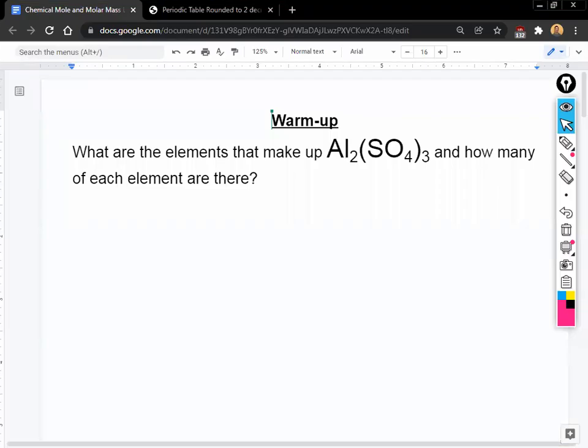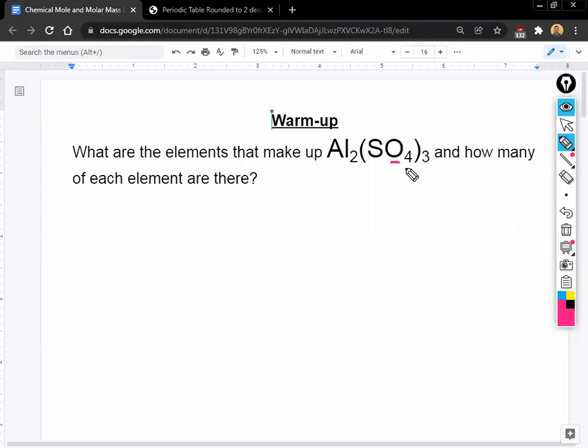Okay, so we're gonna figure out what elements make up this molecule right here. All we need to do is interpret the formula. What's one of the elements that you guys see inside of this formula? What's one element that's in here? Okay, we got oxygen right here. Good.